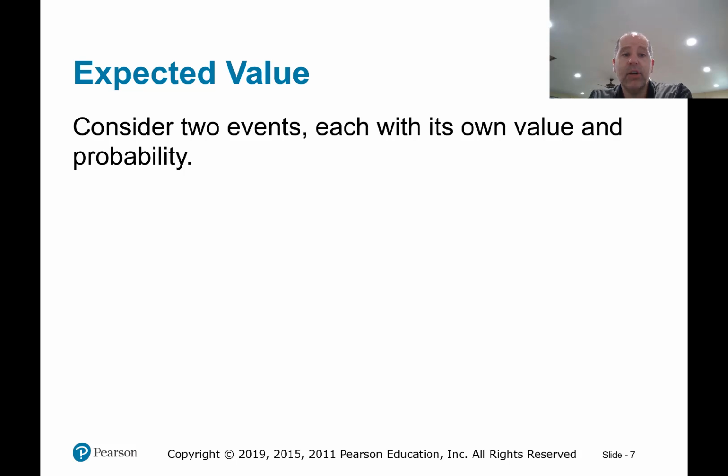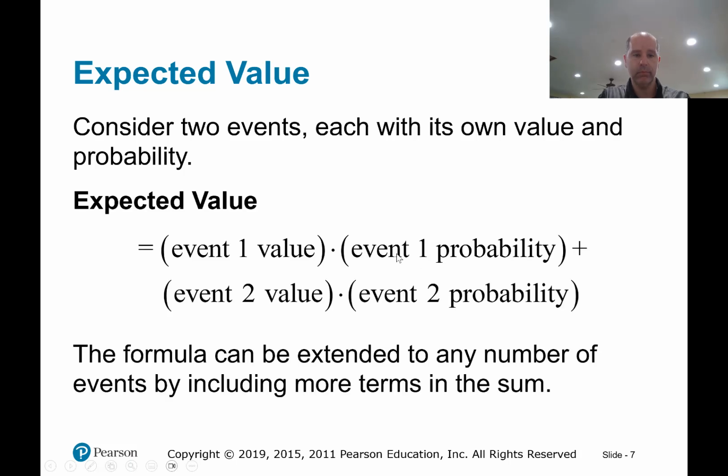Okay, let's consider two events, each with its own value and probability. Now we're going to start talking about expected value. Expected value is a terminology that's used in all kinds of industries, especially gambling, business, insurance. So the expected value is what we would expect an outcome to be if we did this process over and over again for a long period of time, or over a large number of trials.